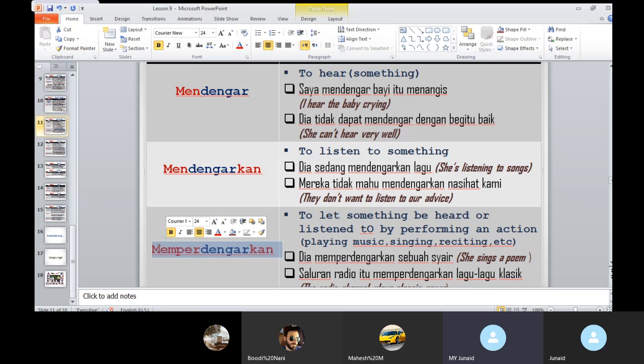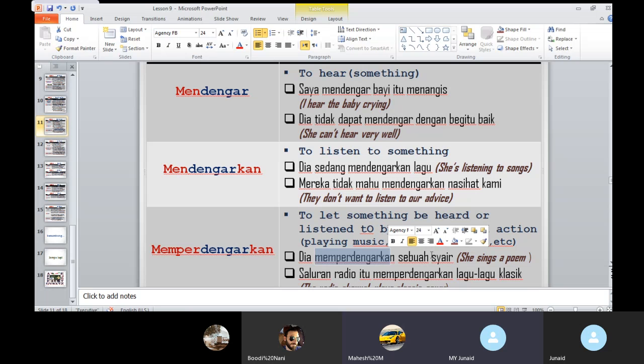You make someone listen to you, memperdengarkan. So another way is to perform like this. Dia memperdengarkan sebuah syair. So she sings a poem. So she makes the audience listen to his poem.